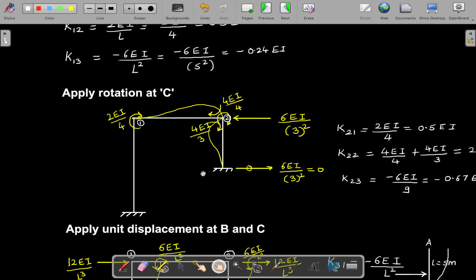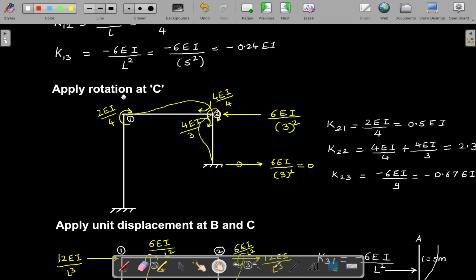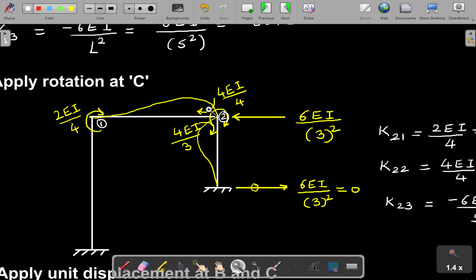Now let us consider the second case. Apply rotation at C. You may also write apply unit force at C. So that is the standard wording. When you apply unit rotation at C, now how will the shape be? Just see that this particular unit rotation is trying to push it in this direction. So this will be the shape of the curve. Further, when you go upside, it is trying to push it upward. So this will be the shape.